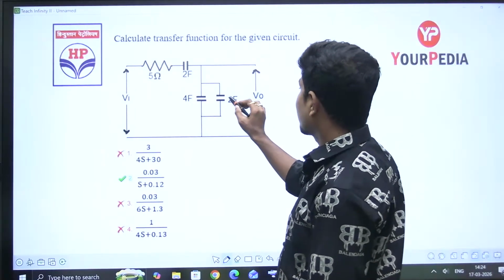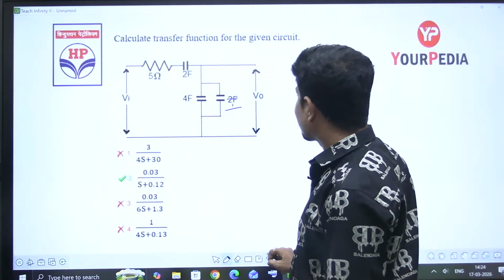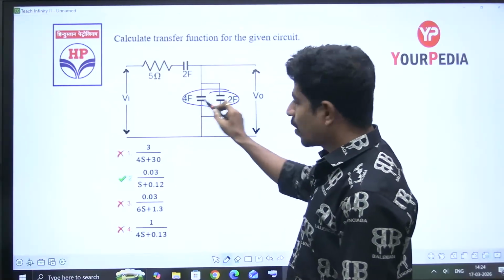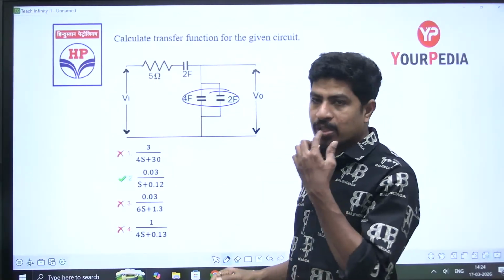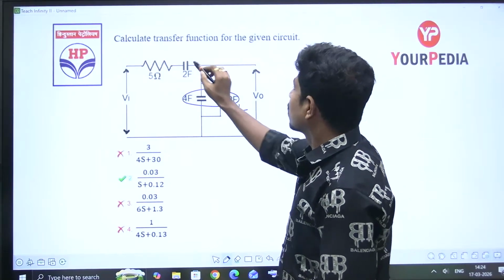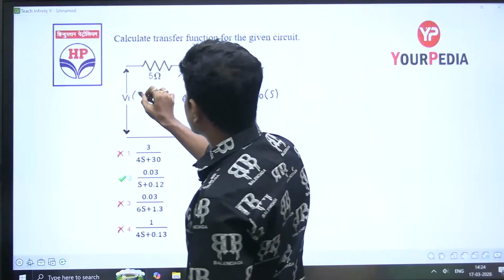Again, this capacitance will be 1 by Cs, 1 by 2s. No, two capacitances are there. Now, both the capacitances in parallel can be added. 4 plus 2, capacitances in parallel will be added, so this will be 6 total. 1 by 6s it is. This is 1 by 2s. This is V0 of s. This is Va of s.